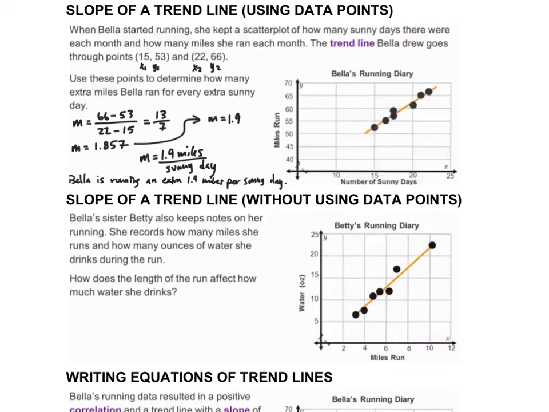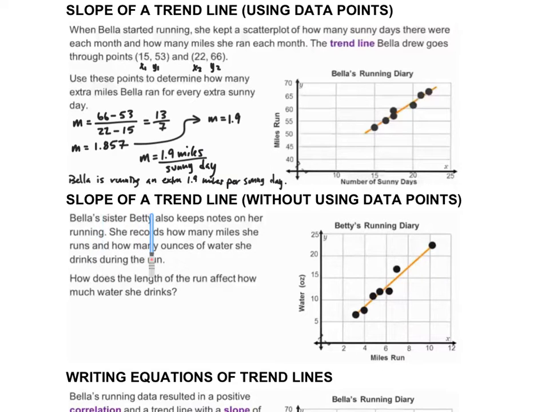All right, let's take a look at the next one. On the previous problem we were given data points. We were given 2 points that are actually on the graph, but on this one, we're going to be finding the slope of a trend line without having any points. Now we do have a graph that we can use, but we don't have any points that are going to be exact. Okay, so let's just read through this problem real quick.